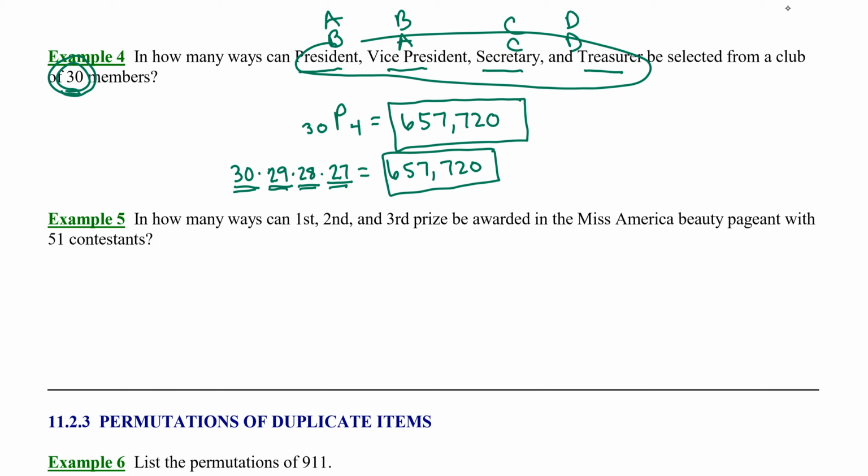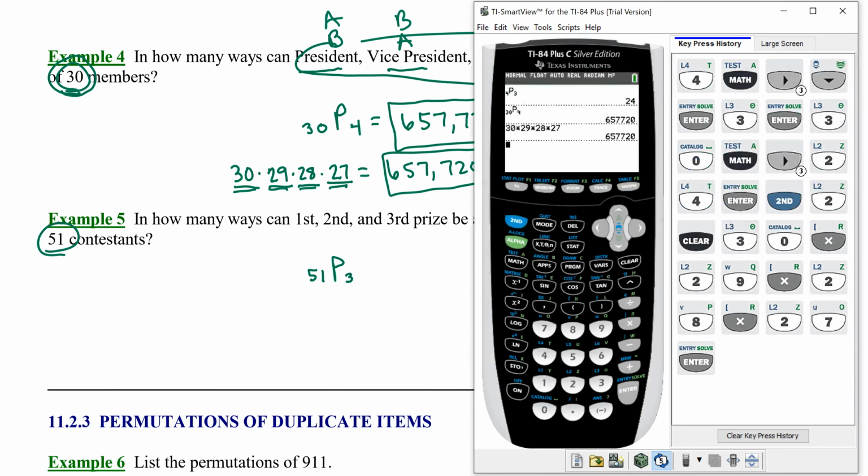Let's try one more example. In how many ways can first, second, and third prize be awarded in the Miss America Beauty pageant with 51 contestants? So let's think first of all, does the order of selection matter? If you're in this beauty pageant, do you care if you get first or second or third? Yes, your position makes a difference, right? So order matters, therefore it is a permutation. So one way to think about it, I have 51 total contestants, and I'm going to figure out how many different slates, how many different ways can we choose first, second, and third prize. So I'm going to choose the top 3 from 51.